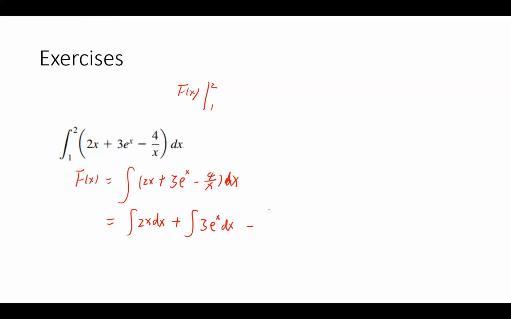So three different terms. I'm just moving this minus sign outside. And also, I can just again move the constants. So constants come outside, and this is what we have. So again, this is 4, right? So 4 is a constant, 1 over x dx. Okay, so now where are we?